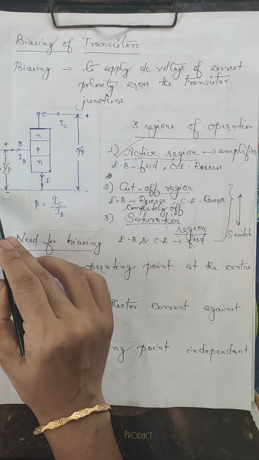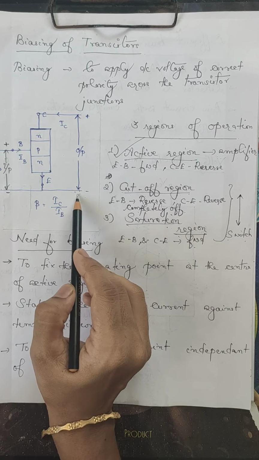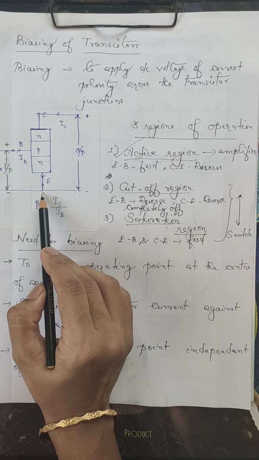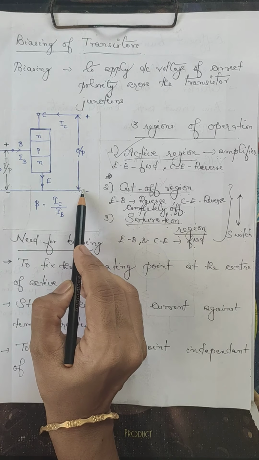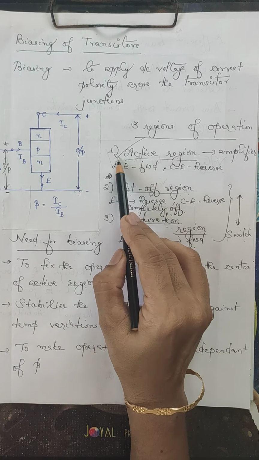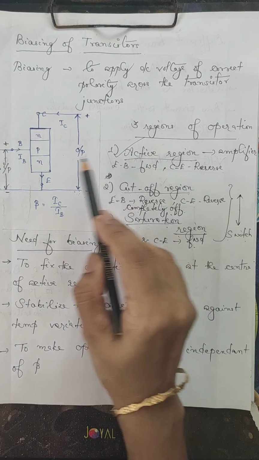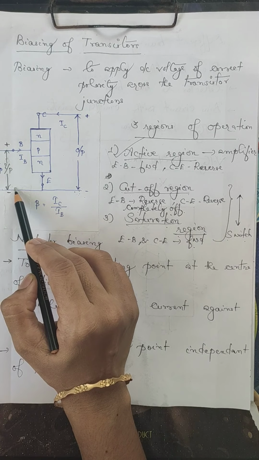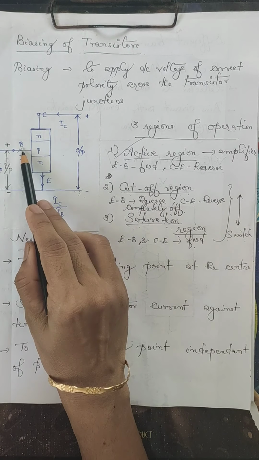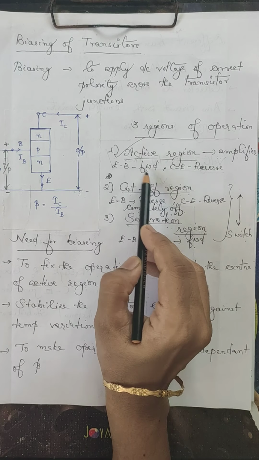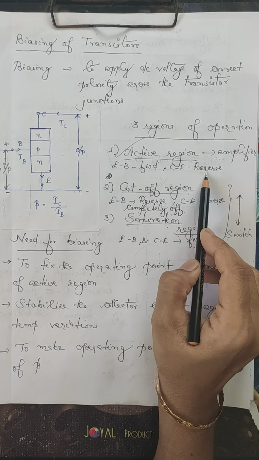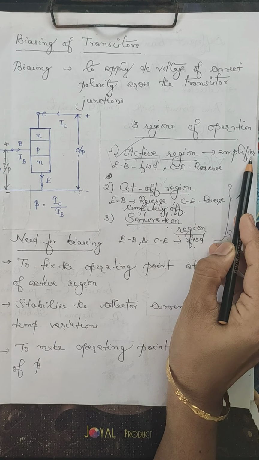This is the basic schematic diagram of a common emitter transistor. This configuration is known as common emitter because the emitter terminal is common to both input as well as output. For this common emitter transistor, in order to get the active region of operation, the input junction should be forward biased and the output junction should be reverse biased. That is, the emitter base junction should be forward biased and the collector emitter junction should be reverse biased. Under this condition, the transistor will act as an amplifier.